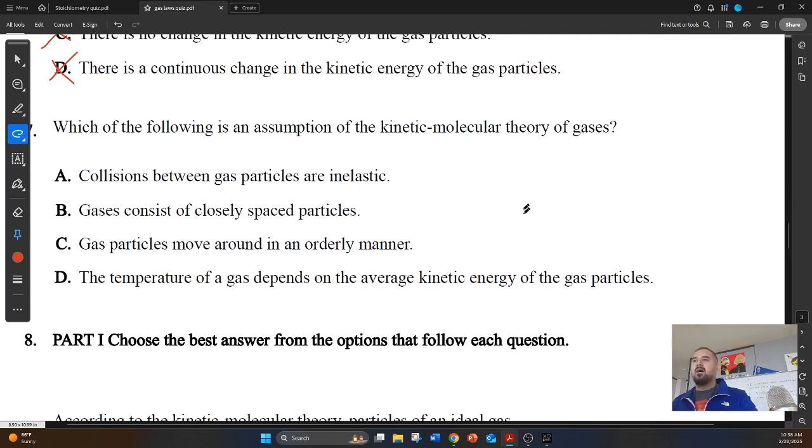Which of the following is an assumption of kinetic molecular theory? Collisions between gas particles are inelastic. Is that true? No. Gas consists of closely spaced particles. Is that true? Yes or no? No, they're far apart. They're as far apart as they can be. Gas particles move around in an orderly manner. Is that true? No, they're random. The temperature of a gas depends on average kinetic energy. Is that true? Yes. So temperature is average kinetic energy.